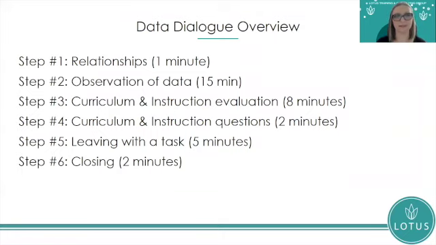So here's the big overview. There are 6 steps, from relationships and connecting at the very beginning all the way to closing it out with an action orientation. You can see there are times associated with each of them. The maximum is 33 minutes, but teams I've worked with for a long time that get really good at using the protocol can get through the entire protocol in less than 33 minutes when they have targeted discussions and it's regular.